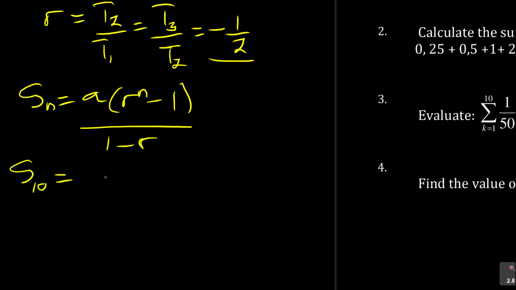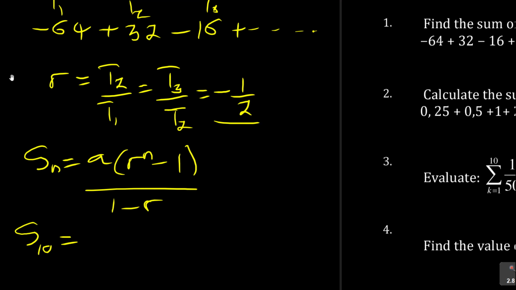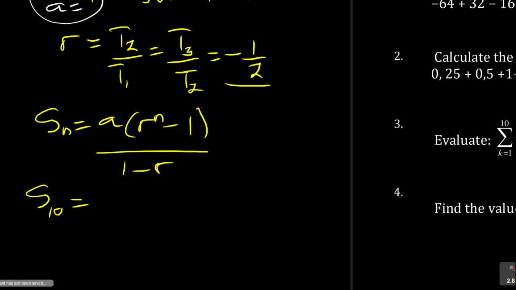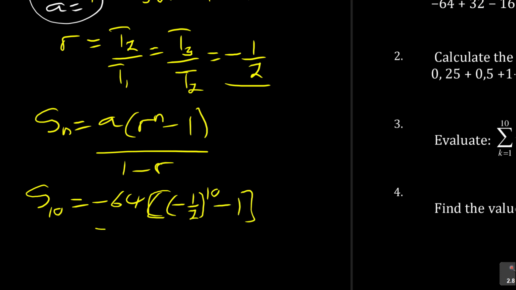The sum of 10 terms. What is the first term? There is my a. This is my a, so it is equal to negative 64, bracket r. Look at this, be careful, better put a big bracket, then negative half, close the bracket, to the power 10. It's very important what I did: minus 1, over 1 minus, and my r again is negative half.